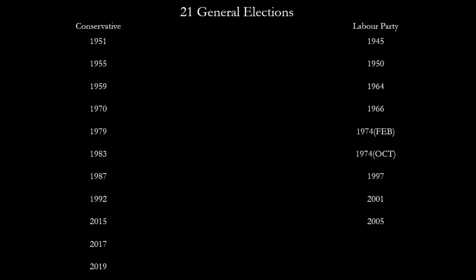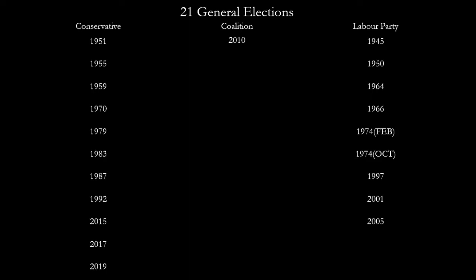These have resulted in 11 conservative governments, 9 Labour governments, and 1 coalition government. The conservative governments were in 1951, 55, 59, 70, 79, 83, 87, 92, 15, 17, and 19. The Labour wins were 45, 50, 64, 66, 74, 74, 97, 1, and 5.